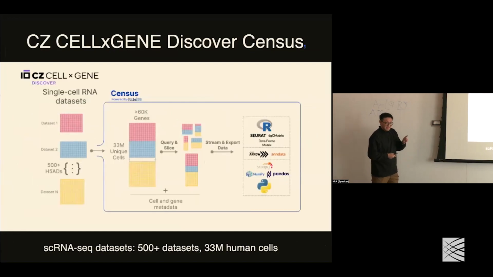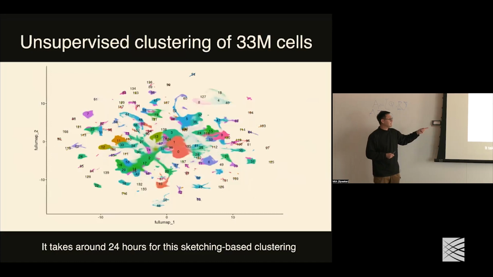Yeah, then just recently, also the CZI Cell x Gene census data. They try to collect all the available human single-cell data. They have 33 million cells. Then we tried our sketch integration again. Yes, it seems we have not reached our limits. So this is unsupervised clustering of those 33 million cells. And this is just a pure unsupervised clustering.